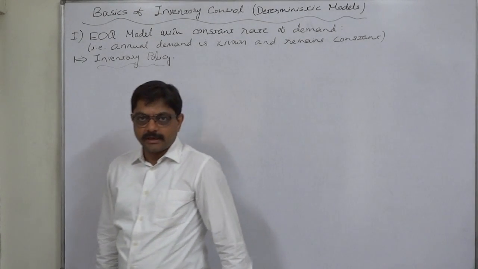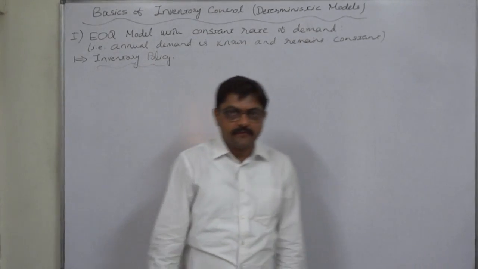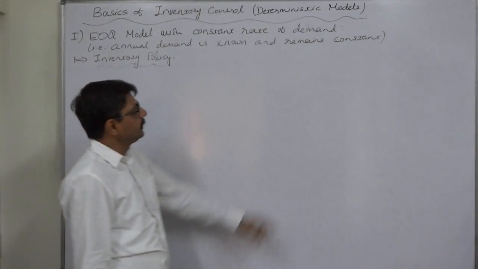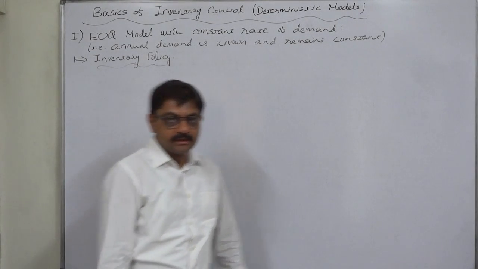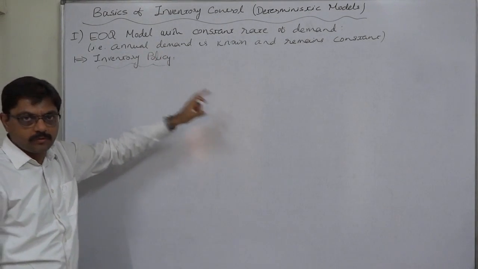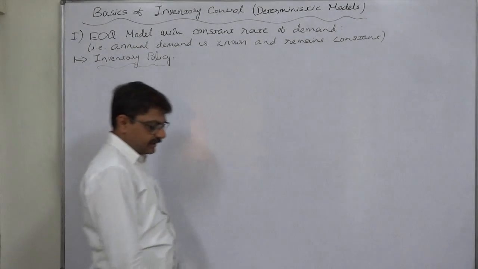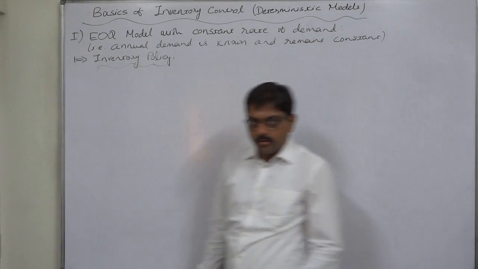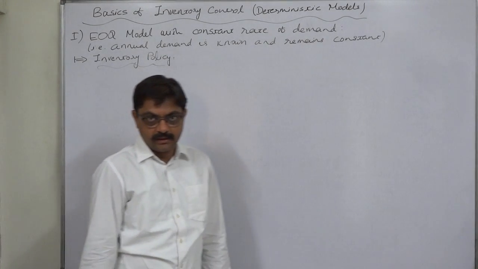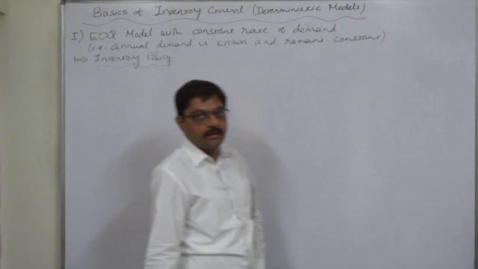Now we are going to start a new topic, that is inventory control. In the first phase we are going to study just basics or basic concepts of inventory control of deterministic models. And in that, let us take the first model, that is EOQ, economic order quantity or optimal order quantity model with constant rate of demand. That means the demand for the whole year or annual demand or requirement is known and is going to remain constant. And let us discuss some aspects of inventory policy.